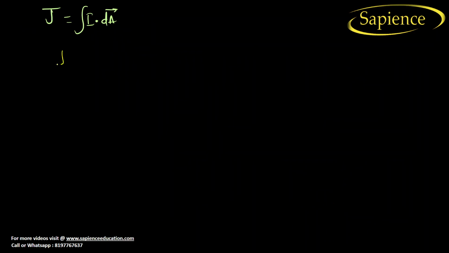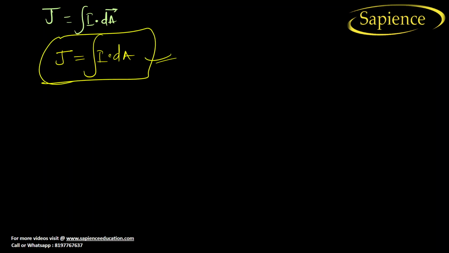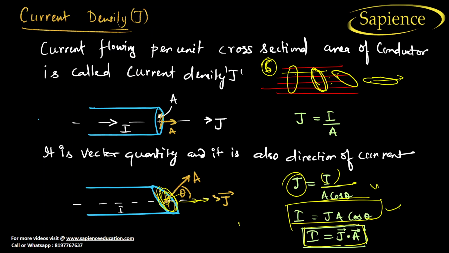If you want to find J in a better way, integrate it. Whether the current is variable or not, whether the area is variable or not, you just need to integrate and you will find the density, right? So I hope you have understood and enjoyed the class.